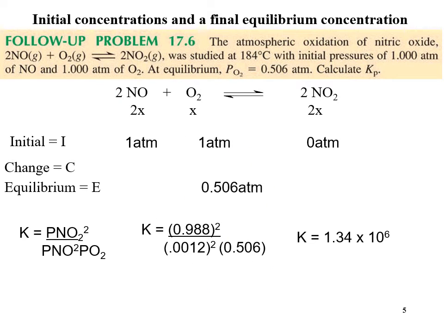And now we can finish off our final concentrations. So when I put all that in and I plug in for x, I get my equilibrium concentrations for nitric oxide, 0.0012, and for nitrogen dioxide, 0.988, and then I plug that into my equilibrium expression and I can solve for K, and my K is 1.34 times 10 to the 6th.